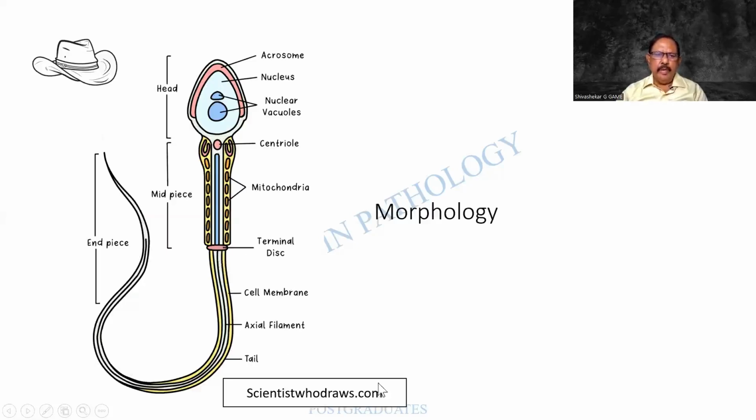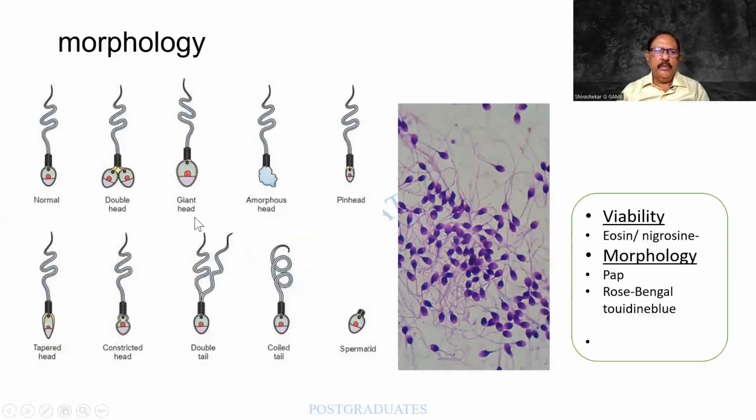So this is an important one which you shall remember. And hats off to this scientist who draws. So this hat is meant for him. The morphology is what you will have to follow. This is a normal sperm. It can be double-headed. There can be a giant head. Sometimes it is amorphous, the pinhead or small one. There is a tapered head, a constricted one. The sperm can have so many of these abnormalities. And finally, there is a head without a body and soul.